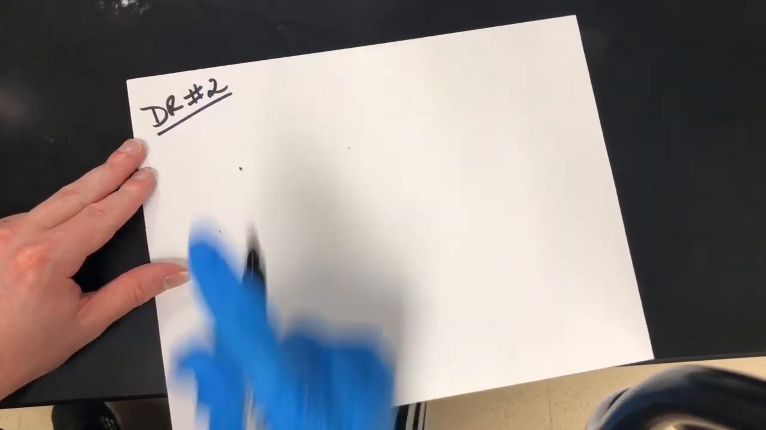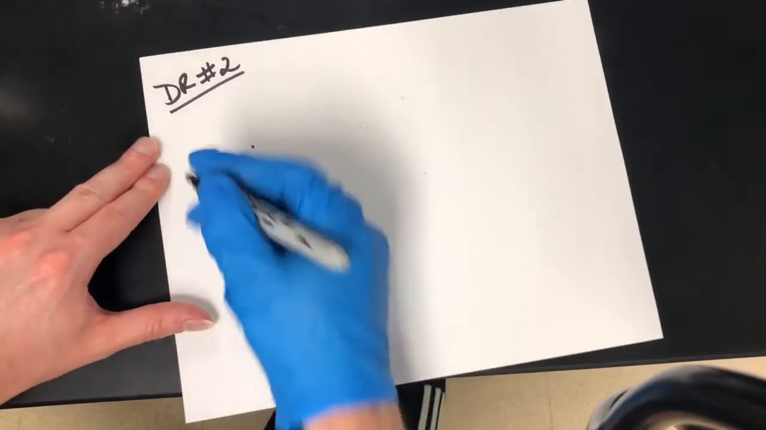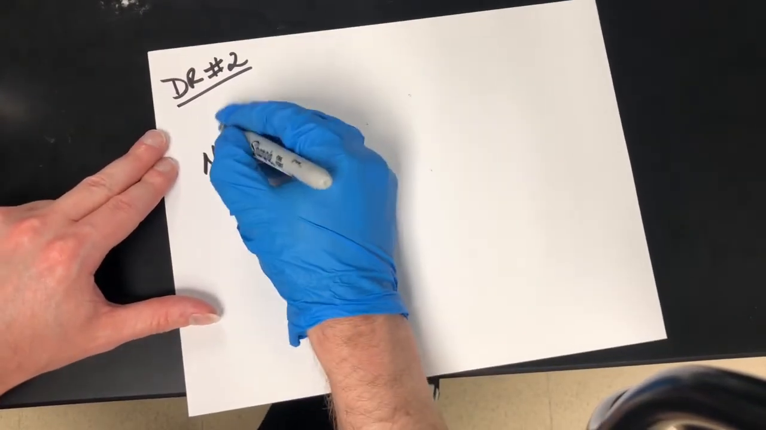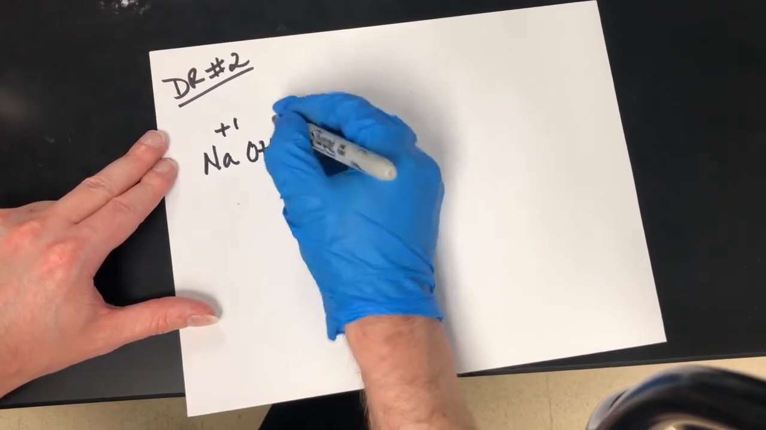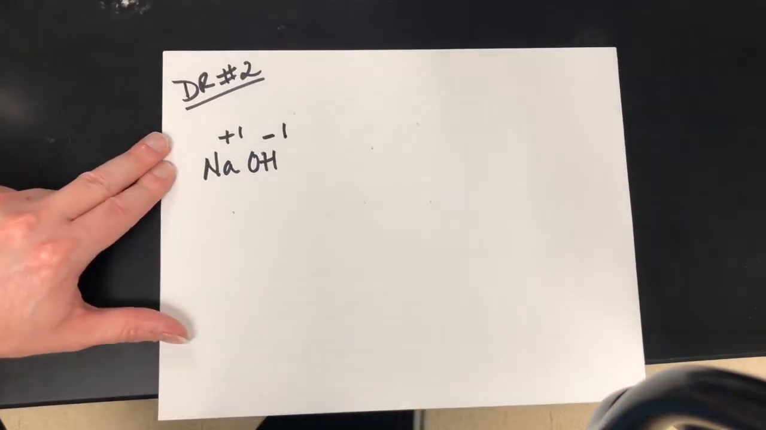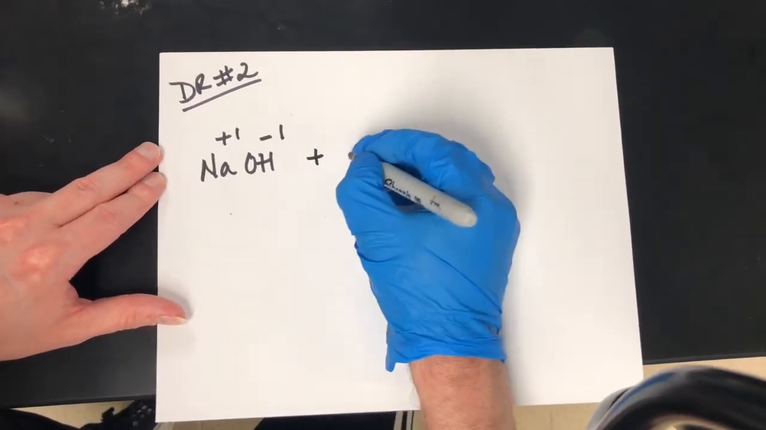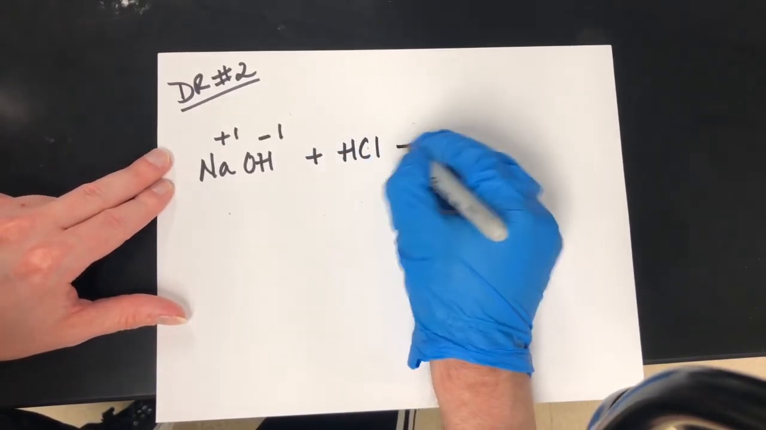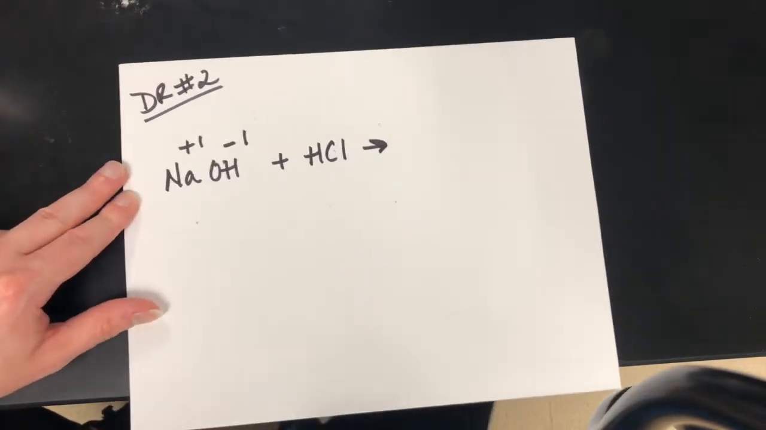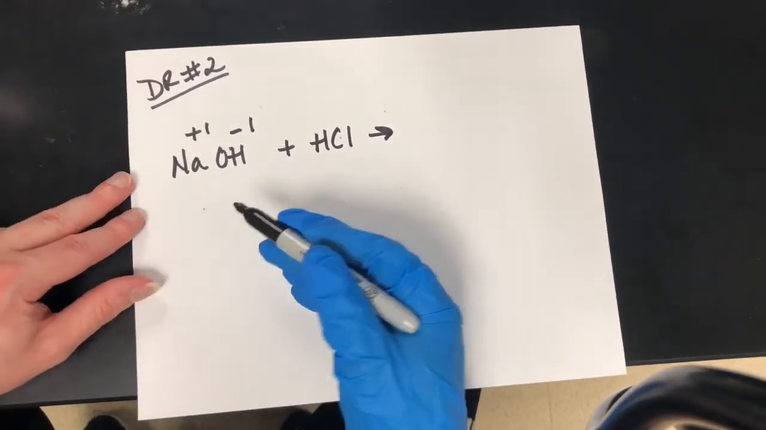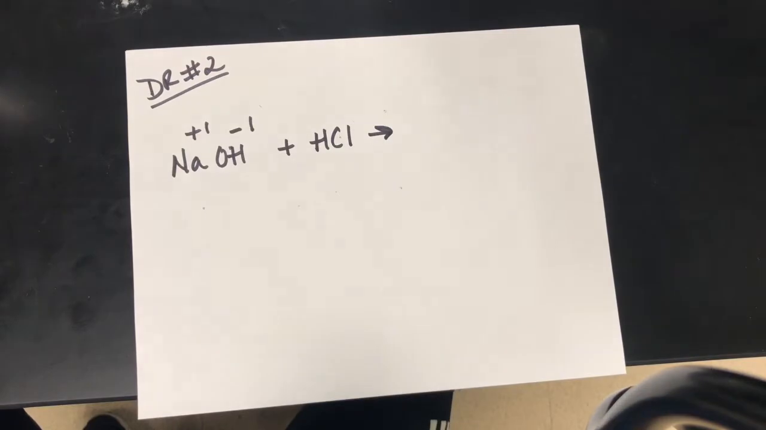Okay, so the next reaction we're going to look at, so this is double replacement reaction number 2. It says we're going to mix sodium hydroxide. So sodium is Na with a +1 charge. Hydroxide is OH. They're equal and opposite, so we don't have to crisscross. Plus hydrochloric acid, which is HCl. We did that from the last problem. Now, this is going to be an acid-base reaction or a neutralization reaction, so that always produces a salt and water.